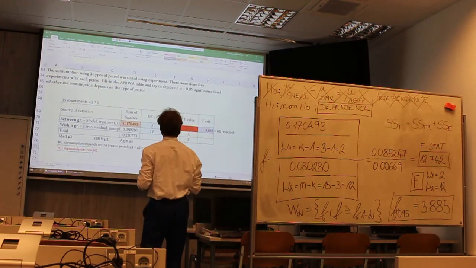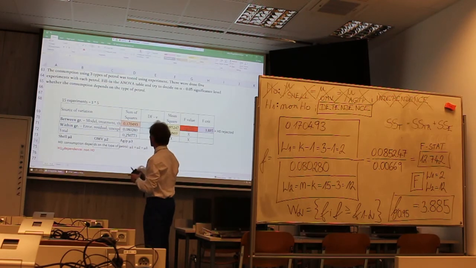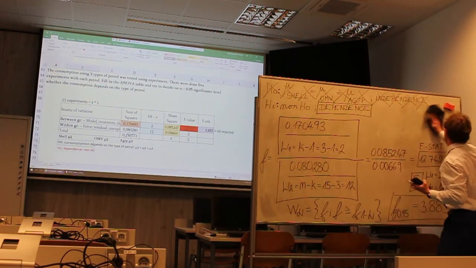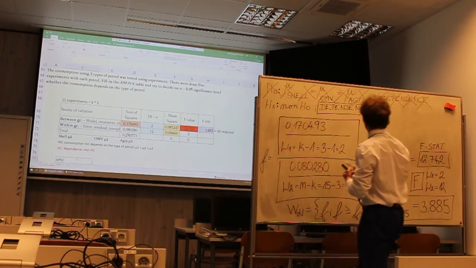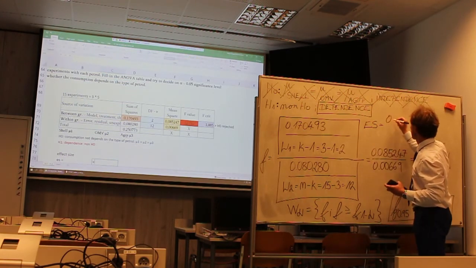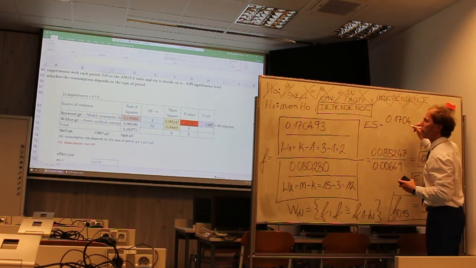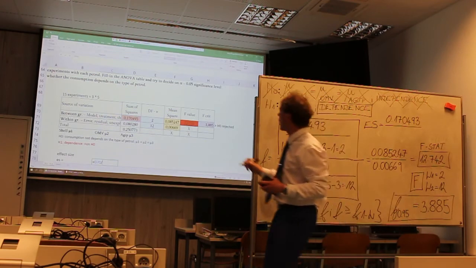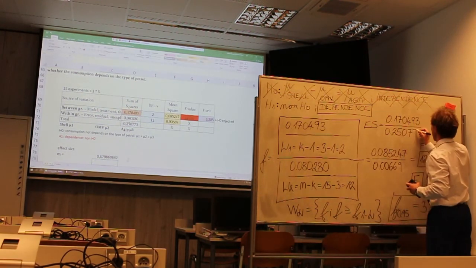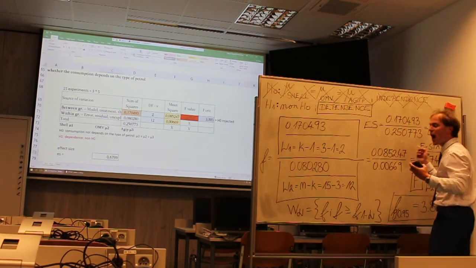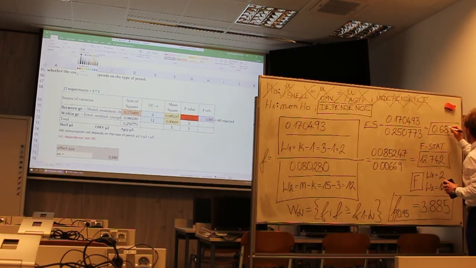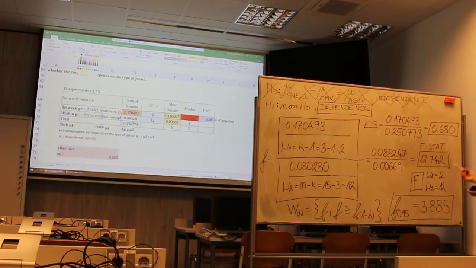We are also able to calculate the effect size. It's not written here, but we will do this, because it depends. We will calculate the effect size as the ratio of the treatment sum of squares and the total sum of squares. So the effect size is equal to the treatment sum of squares 0.170493 divided by 0.275773. And again, we know that this effect size is in the range 0 to 1. The result is 0.680. So again, it's higher than 1/2, 0.5.